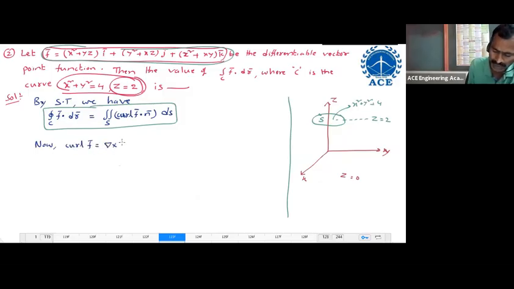That is del cross f bar equal to the determinant of i bar, j bar, k bar; dou by dou x, dou by dou y, dou by dou z; F1 is x square plus yz, F2 is y square plus xz, next, z square plus xy.